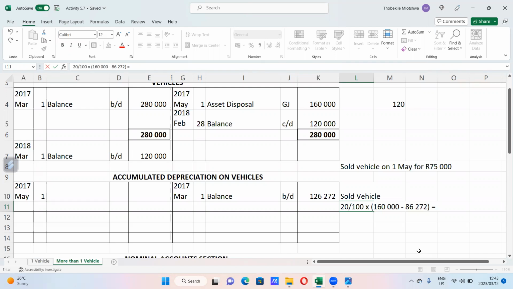Okay, this calculator doesn't want to work. So let's just use the computer. Times 0.2, which is 20%, times the carrying value 73,728. Okay, no, I didn't say equals. Let's say equals. Let me put a 0 here. Okay, so is that equals? Yes, so this is the 20%.